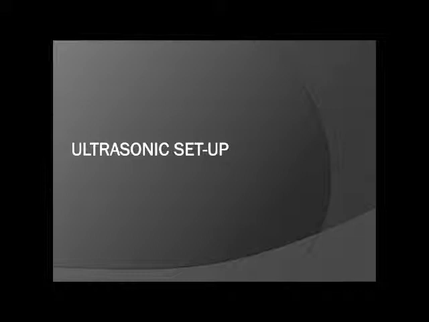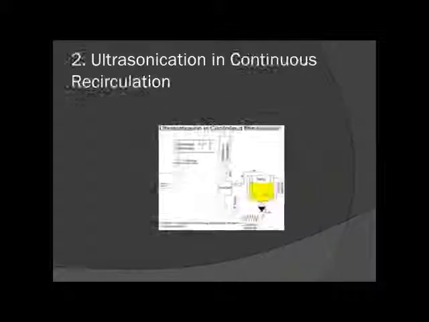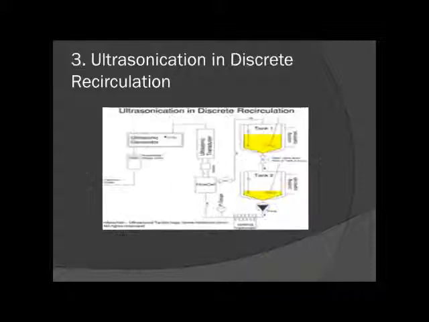There are 3 types of ultrasonic setup. The first one is ultrasonication in single pass. The second one is ultrasonication in continuous recirculation, and the last one is ultrasonication in discrete recirculation.